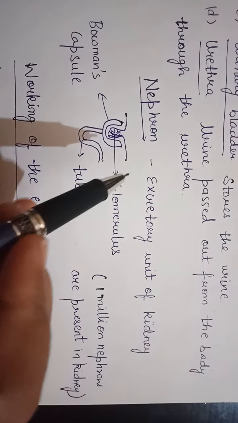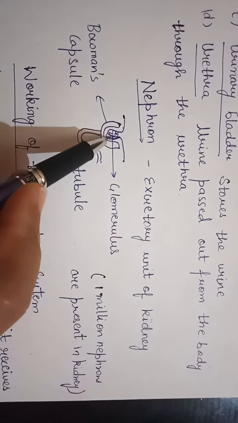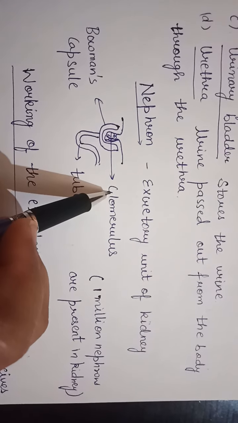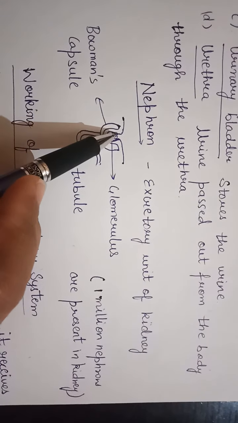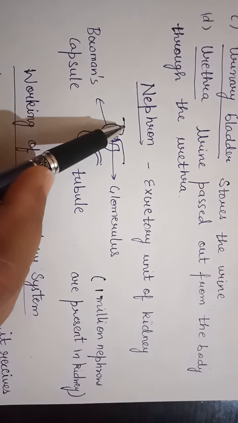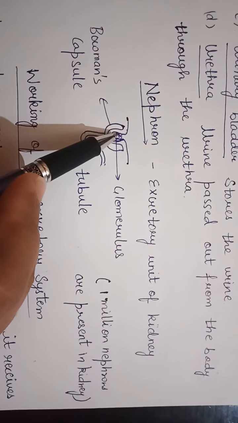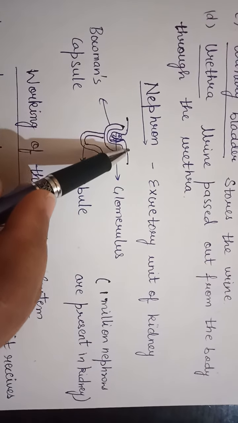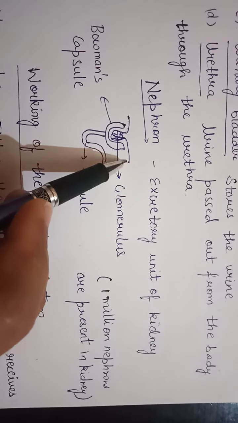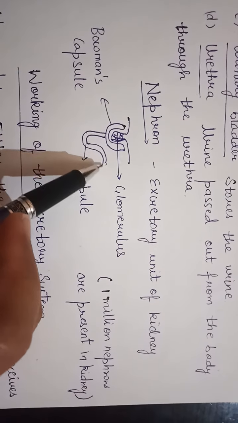It consists of thin blood capillaries, a network of blood capillaries, which is known as the glomerulus. One end of the glomerulus is connected with the renal artery. Remember, the renal artery is a part of the human excretory system. And the other end of the glomerulus is connected with the blood capillary which surrounds the tubule.